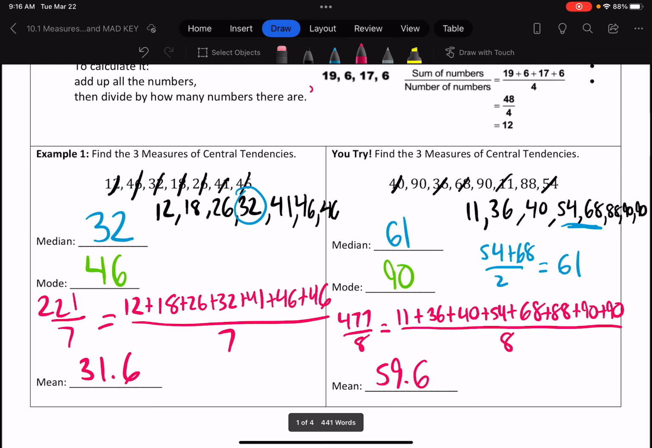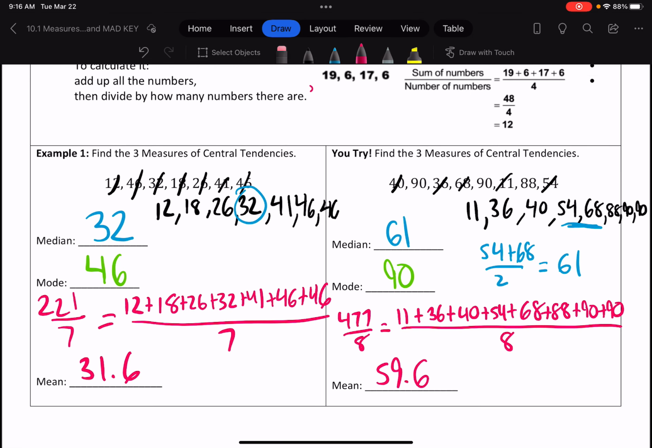All right, guys, let's look at these U-tries. So in order to find the median of the first U-try, I put all the numbers in order. There are 8 data sets here, and my middle 2 data sets were 54 and 68. I added those together and divided by 2 to find their average, and so their middle number was 61, and that became our median of this data set.